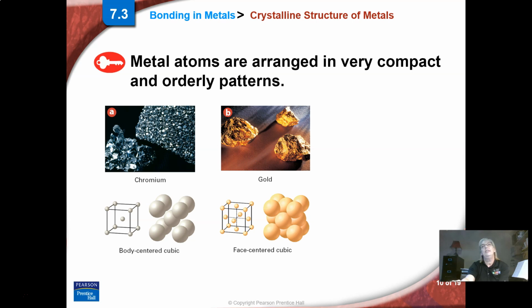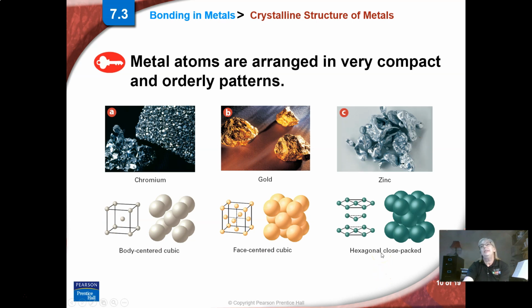Looks a little different, the shape of it, the crystal shape of it. Then body-centered. And then this is zinc, which is really different. It's got a hexagonal, close-packed structure. So all metals have a different type of crystal structure to them.